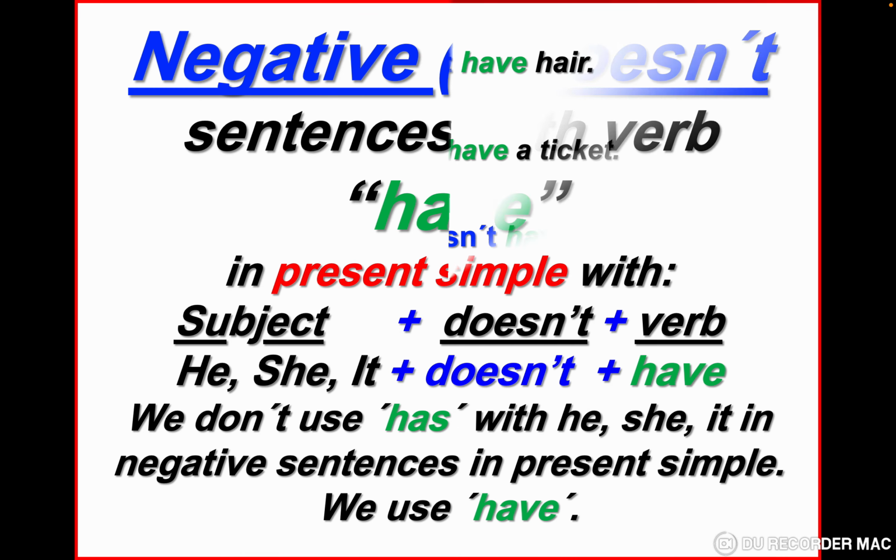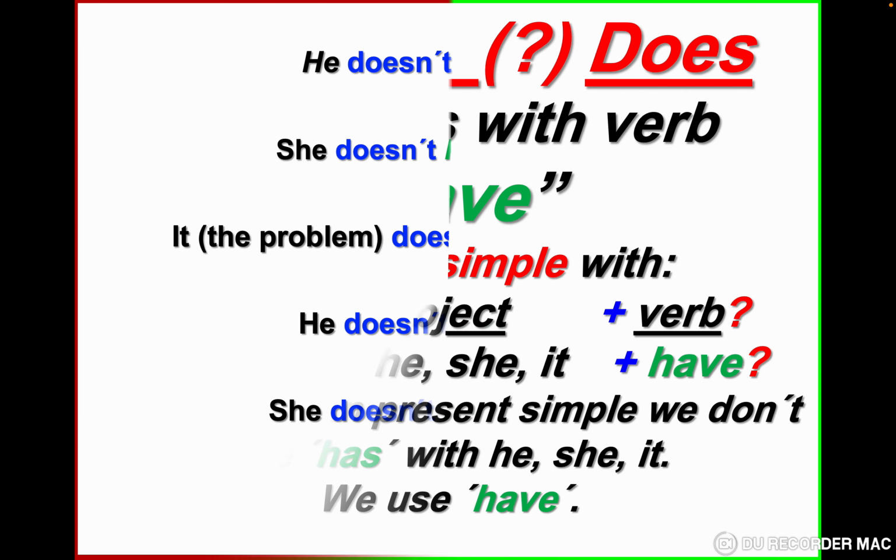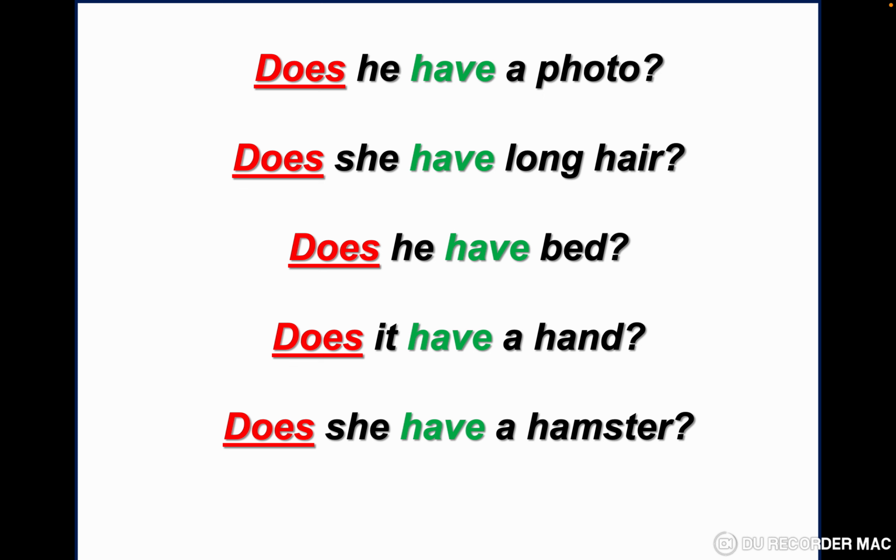Let's continue. Negative. He doesn't have hair. She doesn't have a ticket. It or the problem doesn't have a solution. He doesn't have a tie. She doesn't have a dress. Question form. Does he have a photo? Does she have long hair? Does he have a bed? So a missing. Does it have a hand? Does she have a hamster?